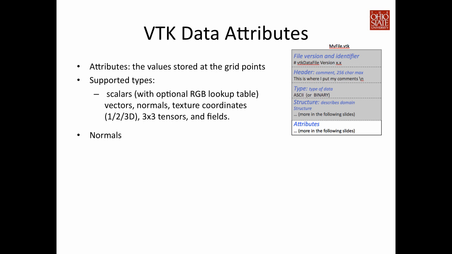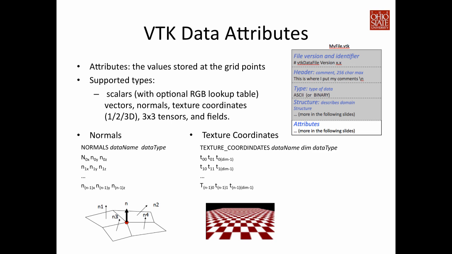This slide shows you how to define surface normals and the texture coordinates as the attributes. As you can see, they are very similar to how you define vector attributes, except that you need to specify the dimensionality of your texture coordinates.